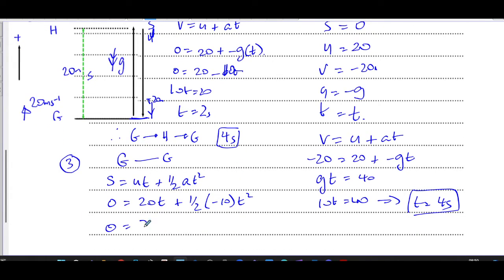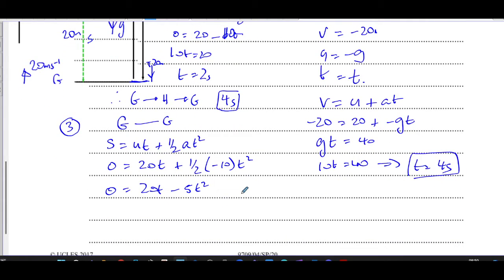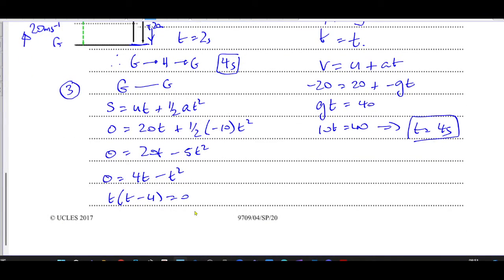So you have 0 equals 20t minus 5t squared, right? So if you solve this equation, you can take 5 out as a common factor. In fact, you can divide by 5. If you divide by 5, this is going to be 4t minus t squared. And then we can take out t as a common factor. So t times (t minus 4) equals 0. So we get two answers. We have either t equals 0 or t equals 4 seconds.